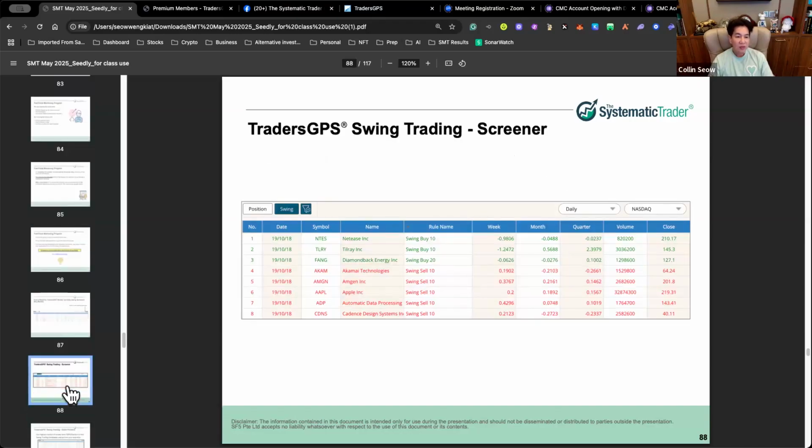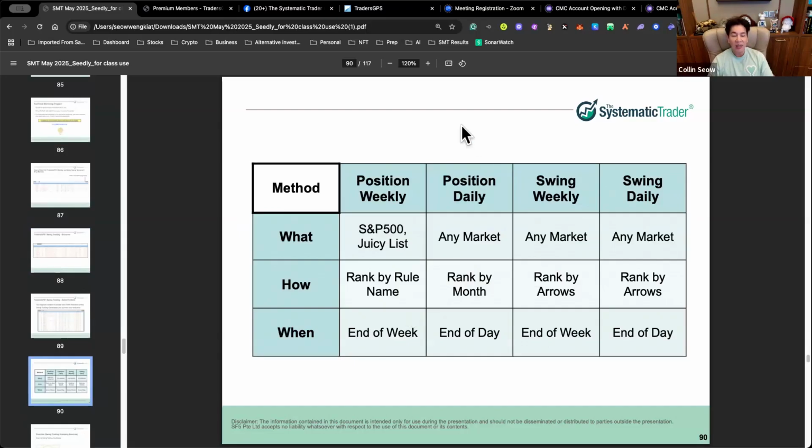Okay, good. So let me just summarize the methods one more time. For position weekly, the focus is on the S&P 500 and the juicy list. Position daily is on any market. Swing weekly, any market, and swing daily, any market. So only position weekly is on the S&P 500 or the juicy list.